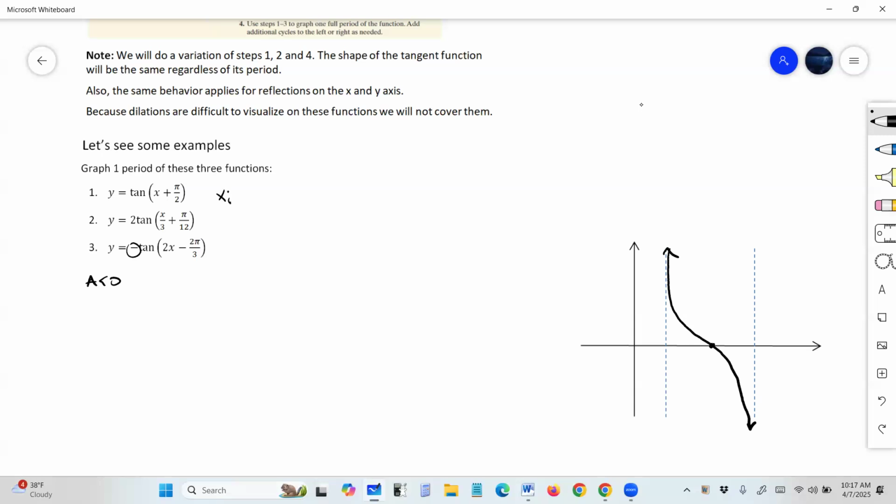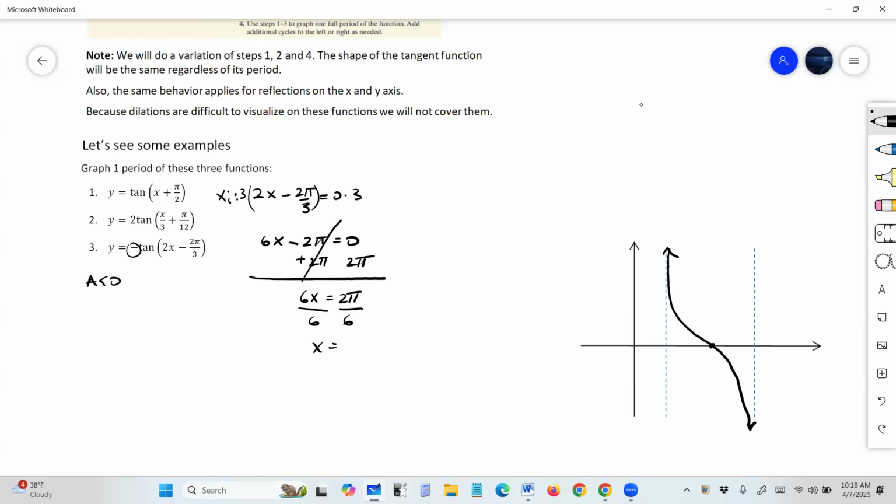The x-intercept and the asymptotes we find the same way. So I'm going to get 2x minus 2 pi over 3 equals 0. And I'm going to solve this for x. So I'm going to multiply everything by 3 to get rid of the denominator. So I have 6x minus, this is 6 pi over 3, which is 2 pi, equals 0. So now I add 2 pi to both sides and divide everything by 6.